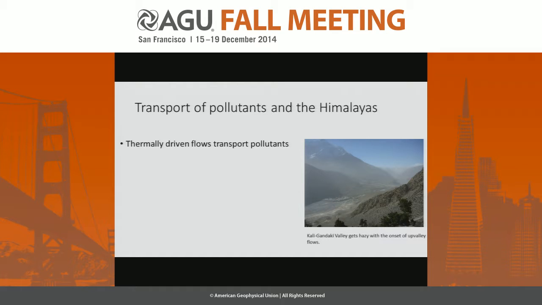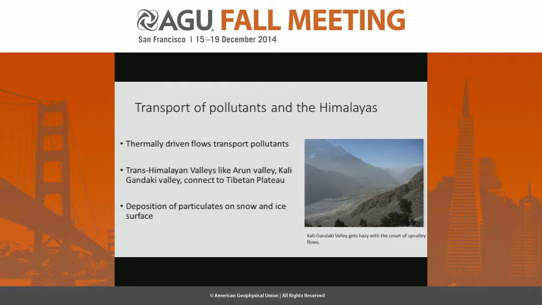The picture on the left is from one of our sites in the Kali Gandaki Valley that shows a haze layer that is almost a kilometer deep. There are several trans-Himalayan valleys, like the Arun Valley and Kali Gandaki Valley, that connect the Indo-Gangetic plain to the Himalayas. And the air mass that gets funneled through these valleys transports and deposits particulates on snow and ice.